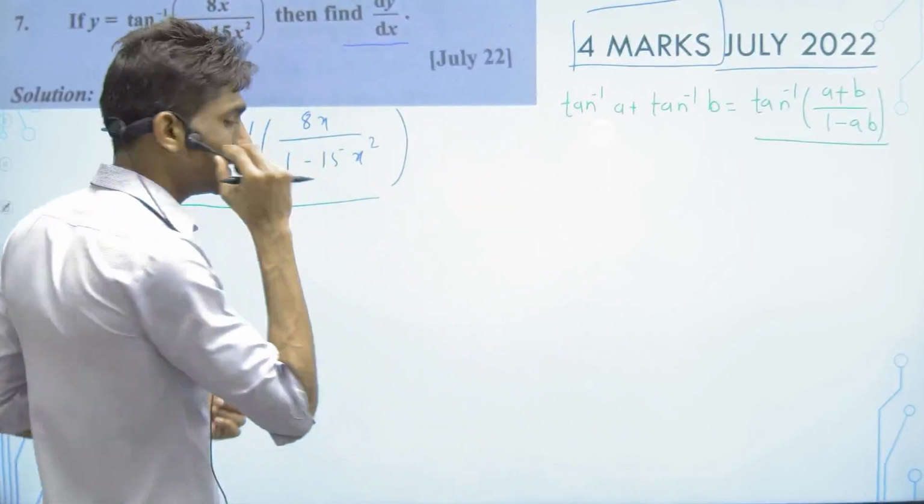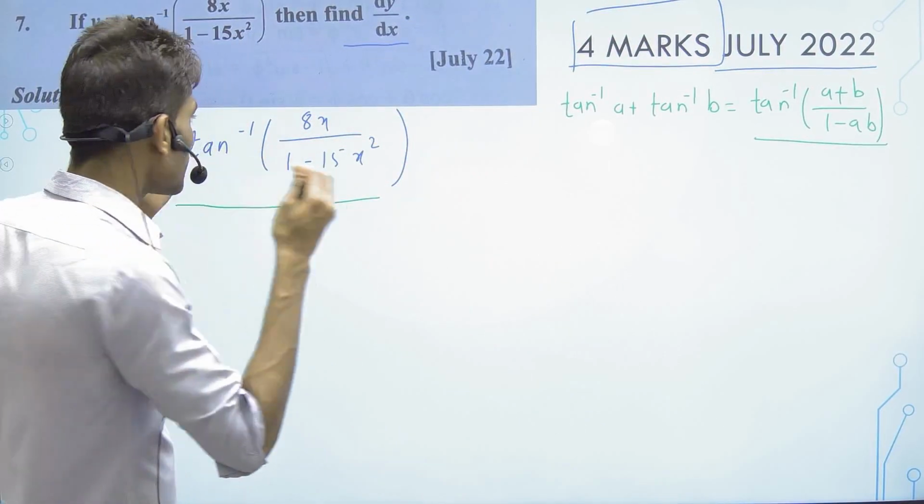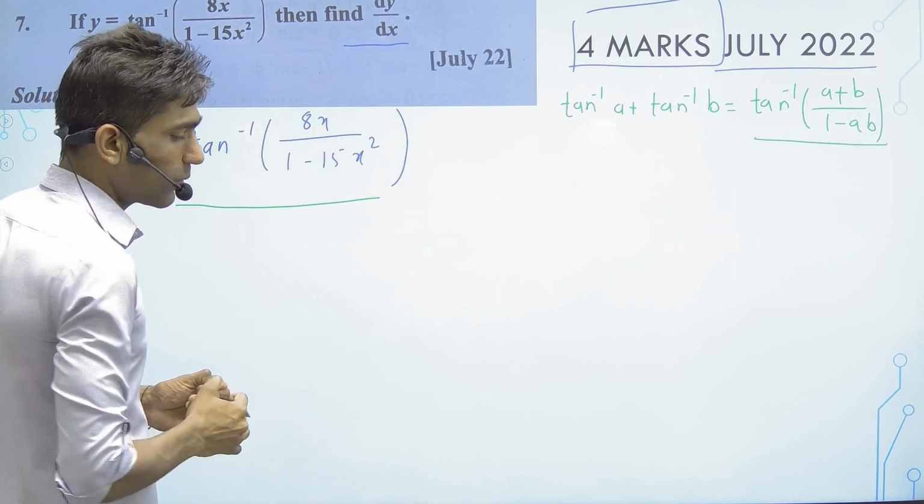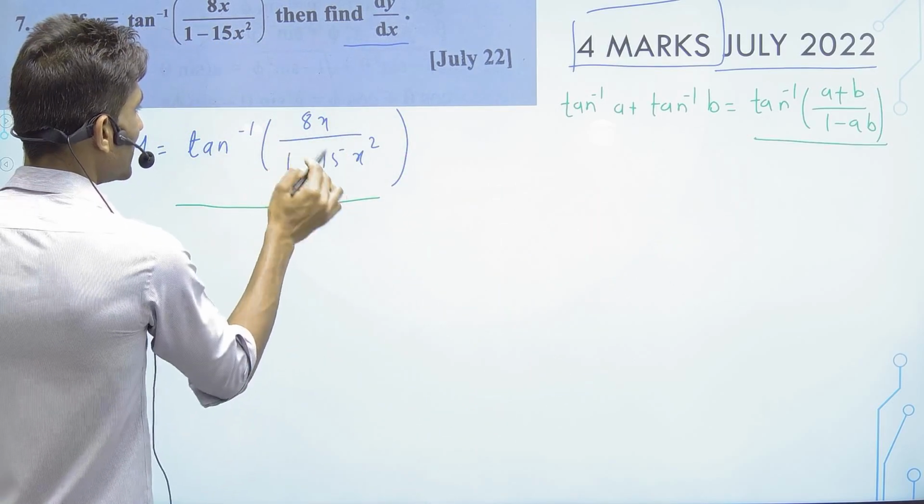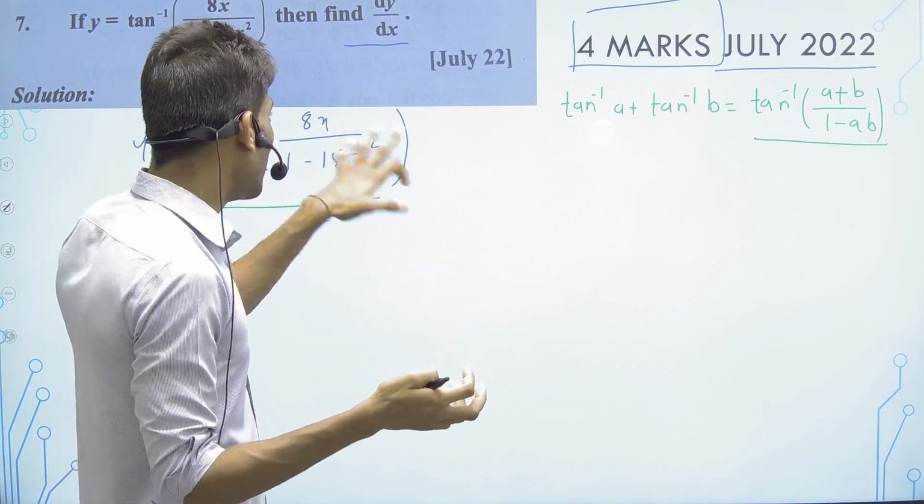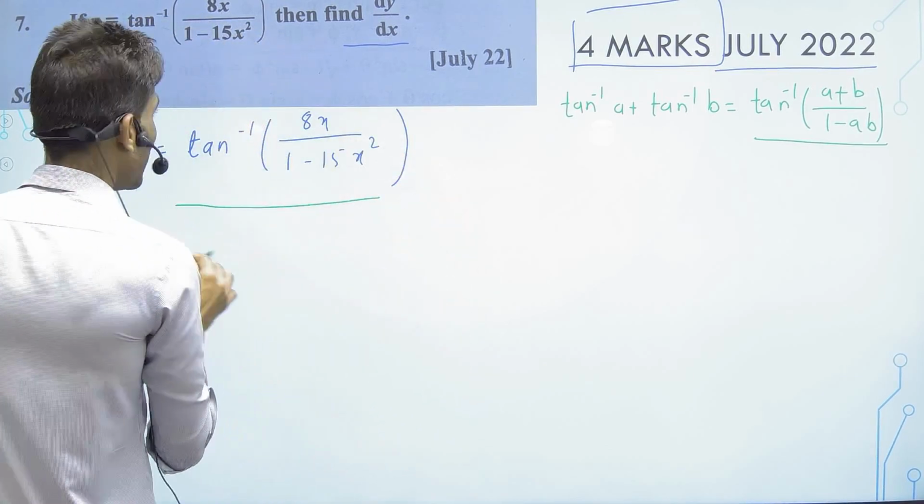Okay, now see that in our next part we convert this result into this form: tan inverse of (a plus b) upon (1 minus ab). So we can write 15 as 5 multiplied by 3, and 8 as 5x plus 3x.